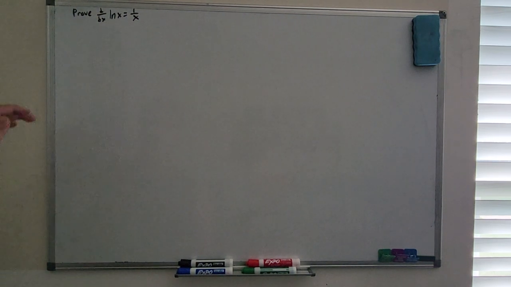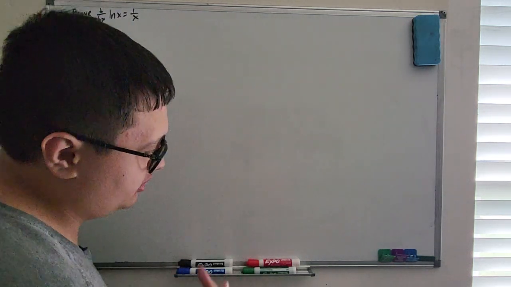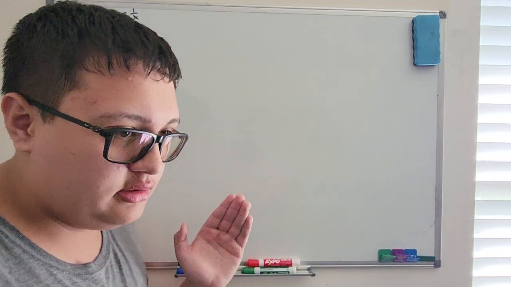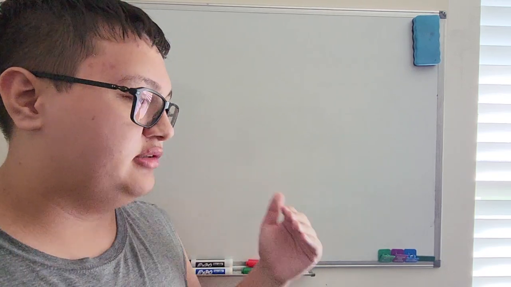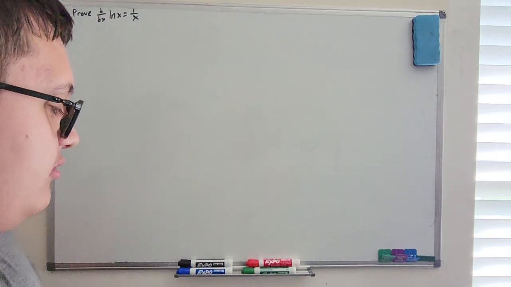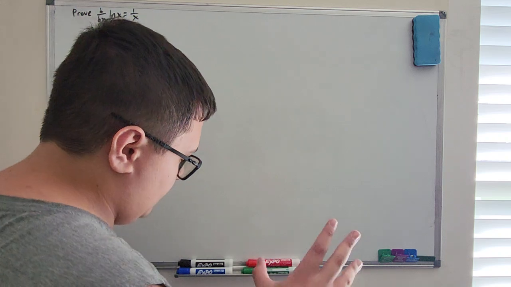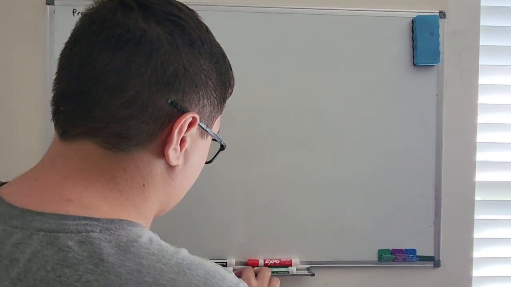Alrighty, let's prove that the derivative of ln of x is 1 over x. So I'm going to do it two ways. One is going to be just straight up definitional derivative, and then the second way is going to be way much easier than that. So let's just get the whole thing out of the way. I really don't like using definitional derivatives, but in order to prove it, we have to use it. It sucks, but let's just get that out of the way first.